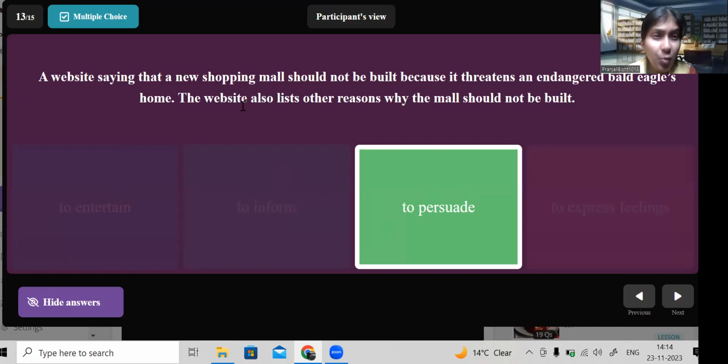home. Now, if you carefully read the sentence, the author is trying to tell his perspective. Why? How can we figure out that? He's saying that a new mall should not be built. He's telling us it should not be built. He's trying to tell us his perspective, right? It's argumentative, whether it should be built or it should not be built. So it's persuading. All right.